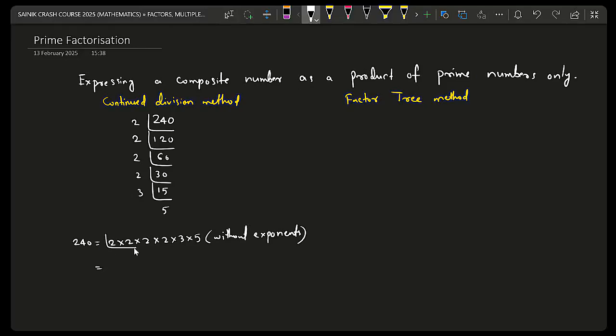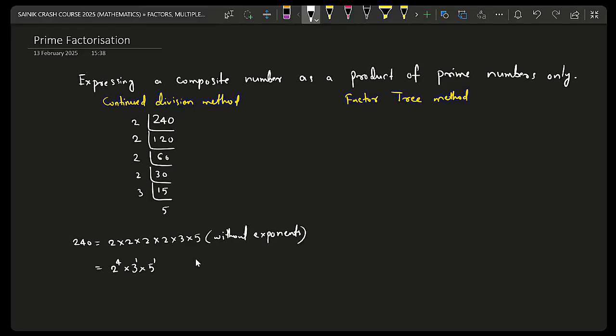2 repeated how many times? 2 repeated 4 times. So we can write 2 to the power 4, multiplied by 3 repeated only one time, so I can write 3 to the power 1. And then 5 repeated only one time, that we can write 5 to the power 1.